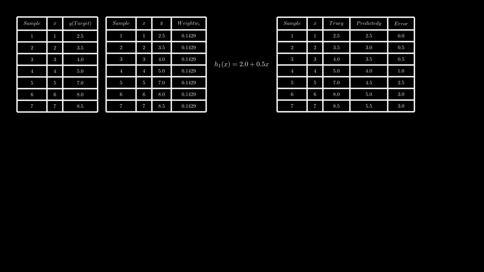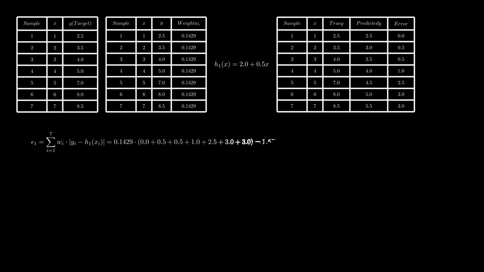0.1429. Now, we train our first weak learner, which is a simple linear regressor. It predicts the target value using the equation h_1(x) equals 2.0 plus 0.5x. Here are the predictions of the first weak learner. The error is calculated as the absolute difference between the true value and the predicted value.